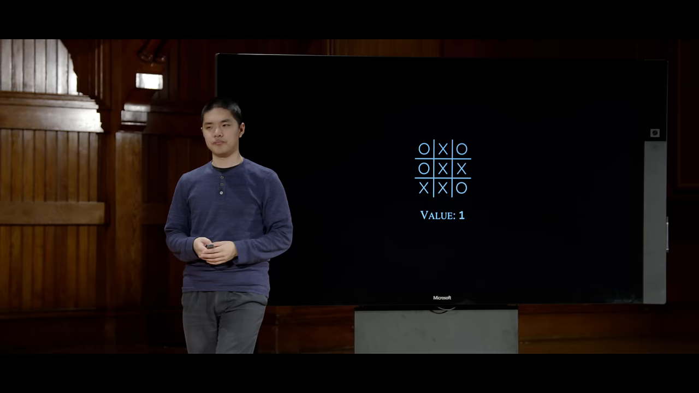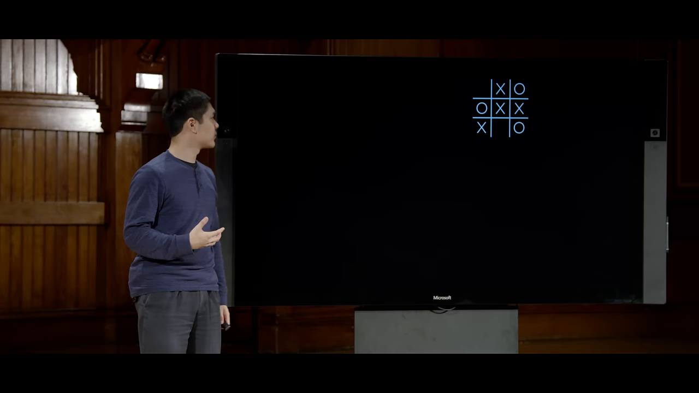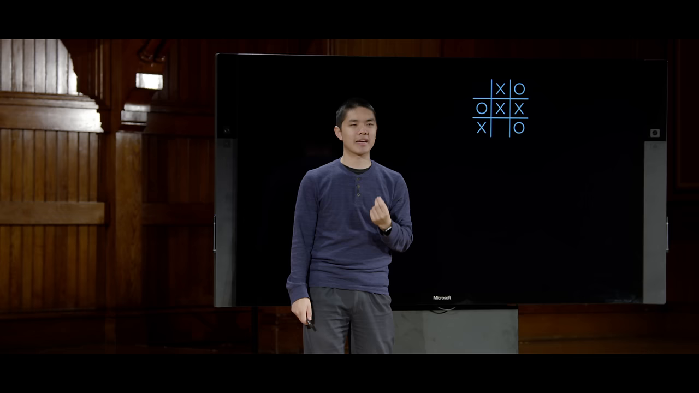Where things get interesting, though, is if the game is not yet over. Let's imagine a game board like this. We're in the middle of the game. It's O's turn to make a move. So how do we know it's O's turn to make a move?